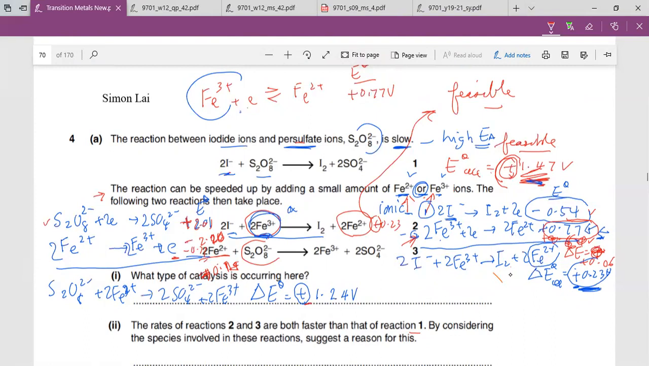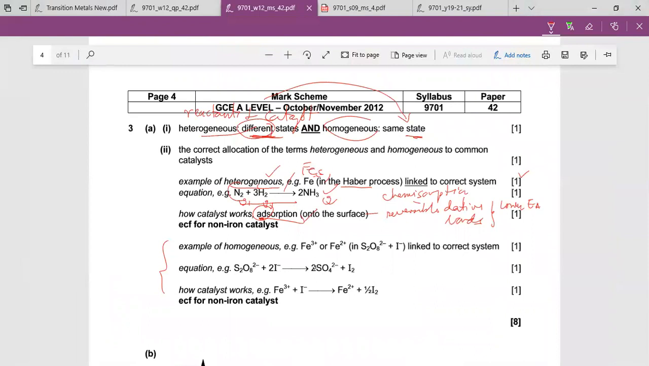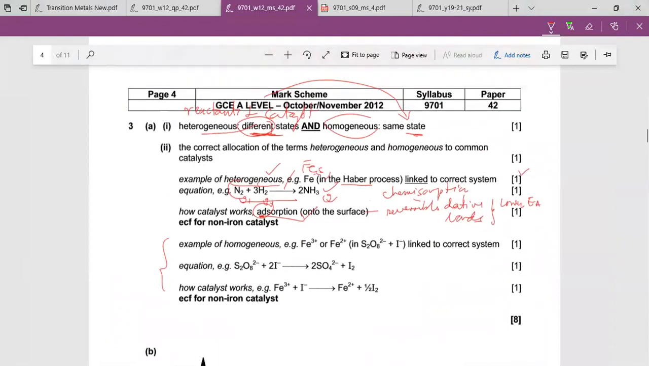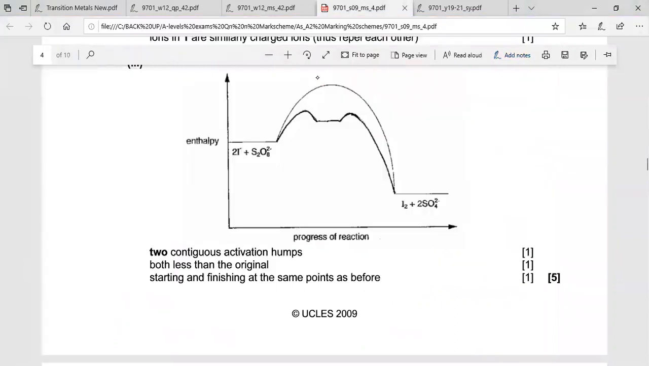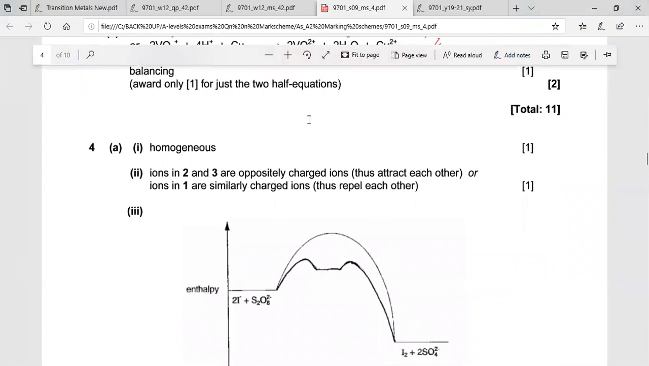Right, so now these two, see, the reaction can speed up by adding a small amount of the front reaction. That means these two will occur. Why is this type of catalyst occurring? Because it is homogeneous. See, marking scheme. Okay, sorry, this is the question paper. Down here. Because why is it happening? Because of the homogeneous catalysis.